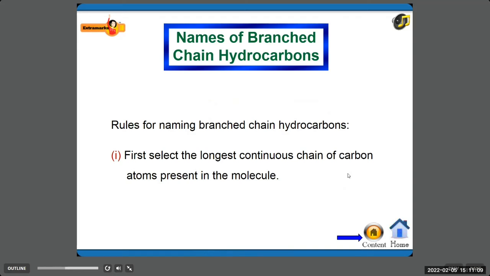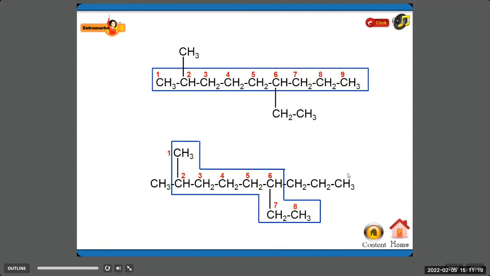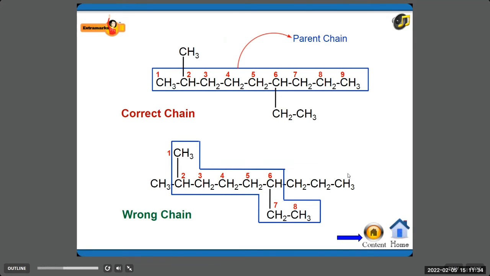Let us discuss the rules for naming branched chain hydrocarbons. First of all, select the longest continuous chain of the carbon atoms present in the molecule. Let us consider the following alkane molecule. 2 possible selections for the parent chain for this molecule are as follows. Can you predict which selection of parent chain is correct? In the first case, the parent chain contains 9 carbon atoms, whereas in the second case, the parent chain contains 8 carbon atoms. Thus, the first selection is the correct one.